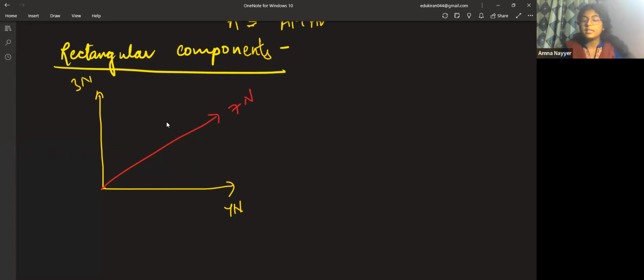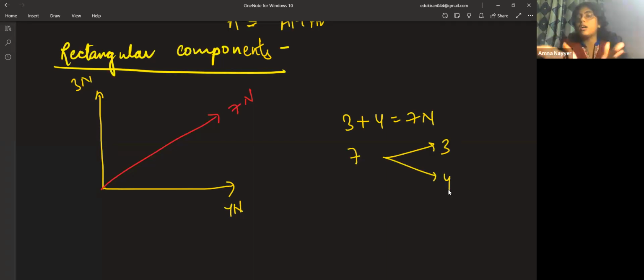See, this means what is 3 plus 4? It's not just that you are adding 3 plus 4. If you are getting a resultant 7, this means 3 plus 4 is 7. This does not mean that we are simply adding it. We can write 7 as made up of 3 and 4. So this splitting of vectors is known as resolution of vectors.